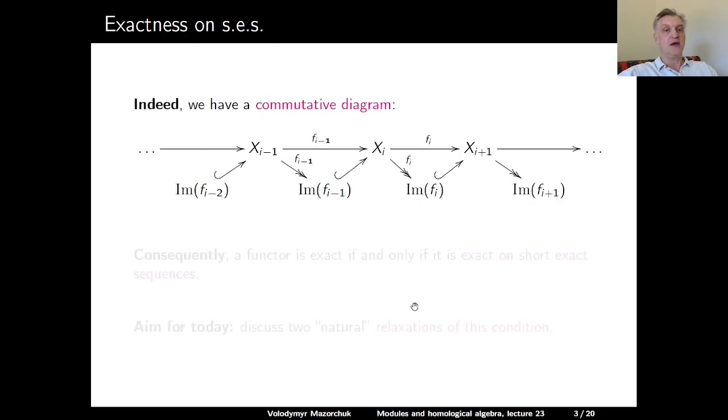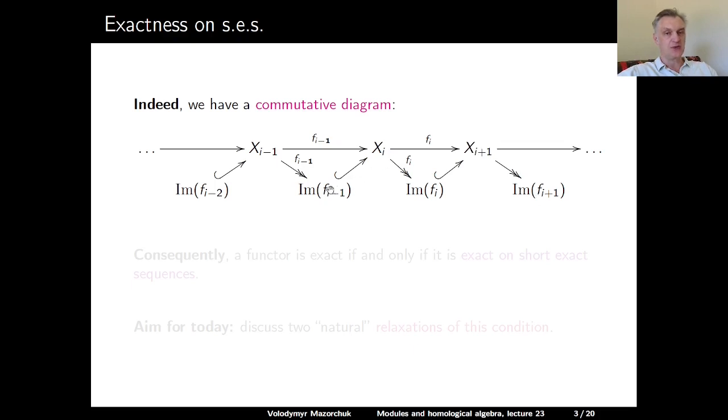In general, we have the following commutative diagram. So here, in the first row, we have the original exact sequence of X_i's and differentials f_i's. And now we write here the image of f_{i-1}, the image of f_i, and so on. So starting from X_{i-1}, we use f_{i-1} to project it onto the image. And now we take this image and we include it into X_i. And then from X_i, we go by f_i onto the image of f_i. We include it into X_{i+1}, and so on.